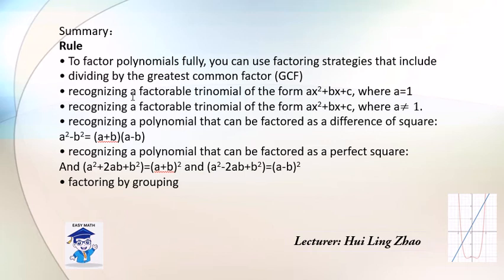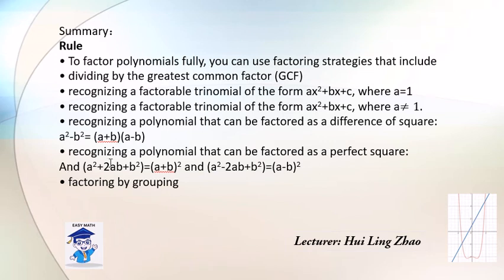Next, recognizing a factorable trinomial of the form ax squared plus bx plus c, where a equals 1. Next, recognizing a factorable trinomial of the form ax squared plus bx plus c, where a is not equal to 1. Next, recognizing a polynomial that can be factored as the difference of squares: a squared minus b squared equals the product of the two factors a plus b times a minus b.